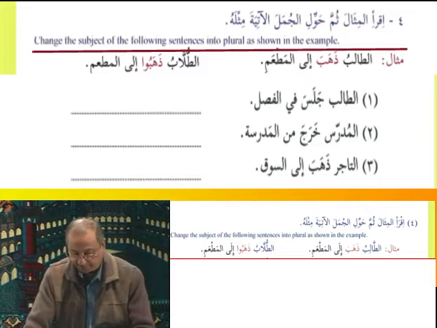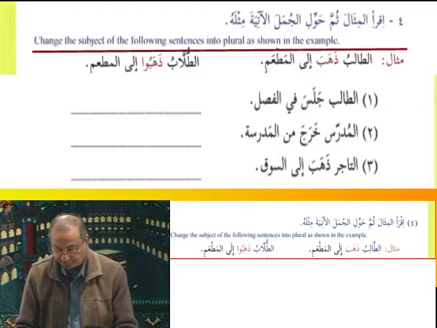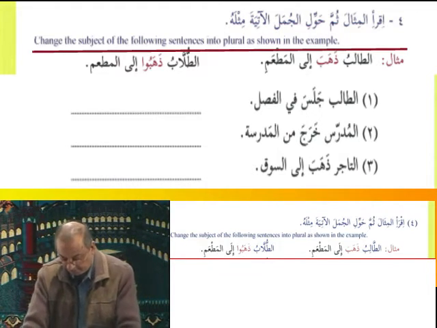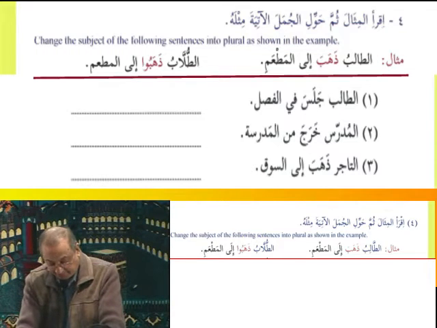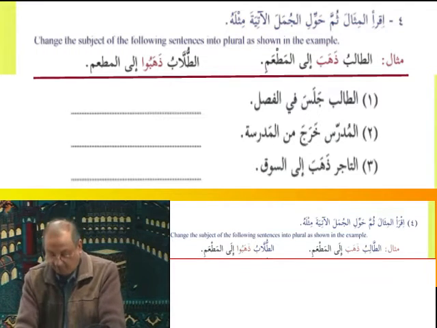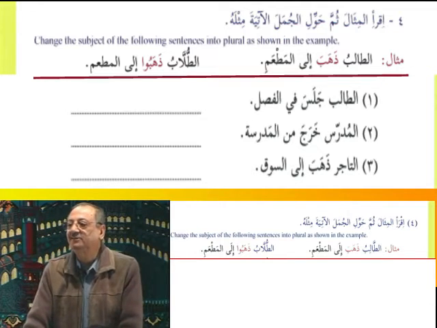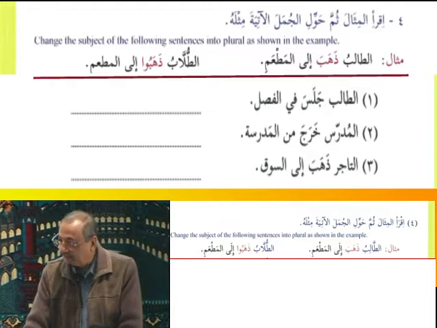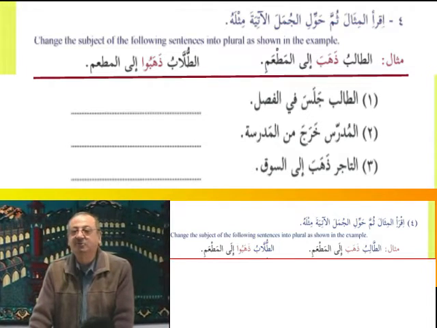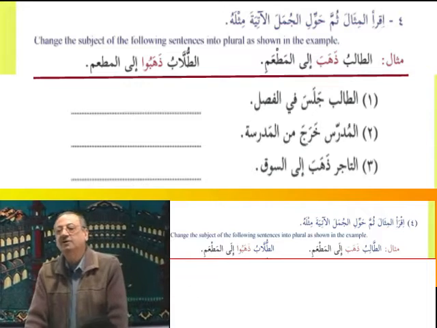Now the next one is also very beautiful. We're going to do it. It's easy, brother. At-talibu zahaba ila al-mat'ami. What kind of a sentence is this? Jumla ismiya. What is it? Jumla ismiya. You know, how did it start?